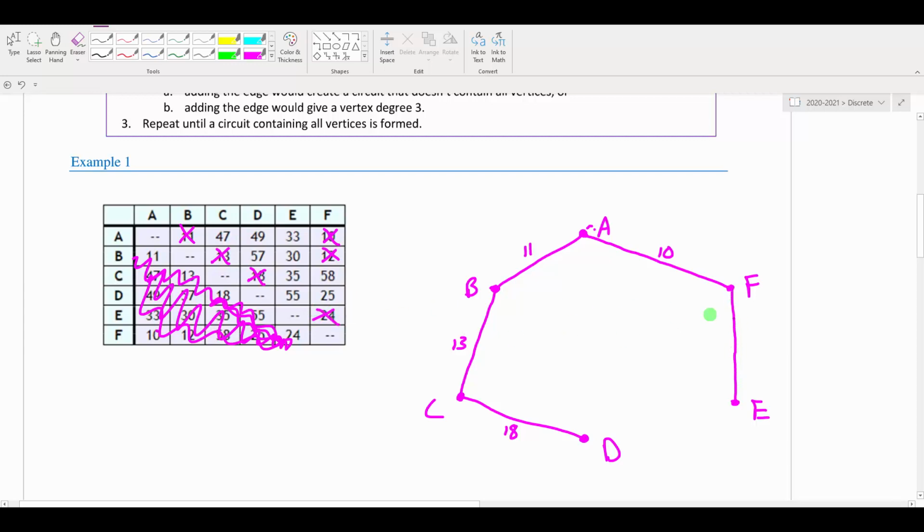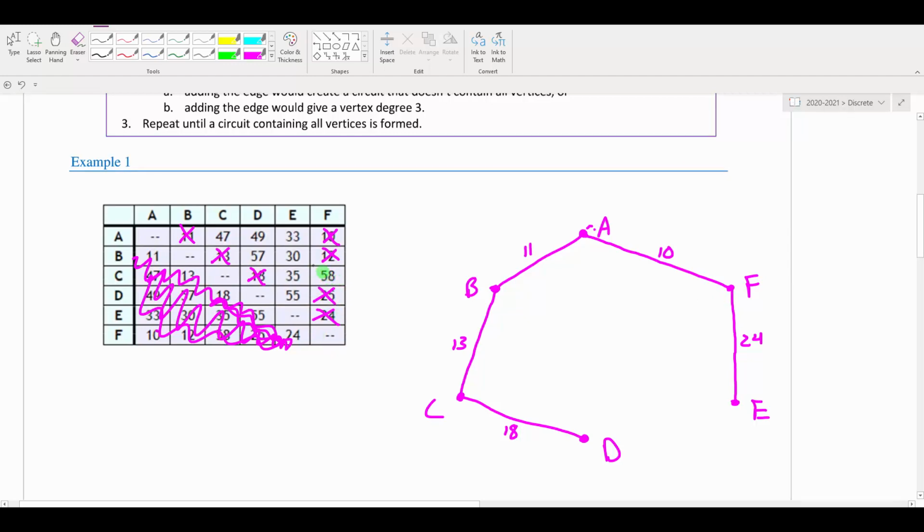So there we go, and I'll put that 24 on there. Awesome. Next is going to be the 25 going from D to F. So here's D going to F. That would create a problem. That would make F degree 3. Can't do it. So we can't use the 25.